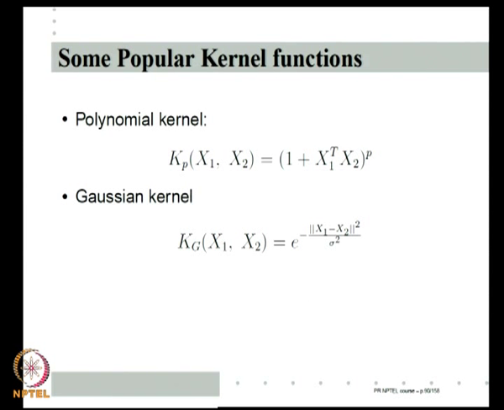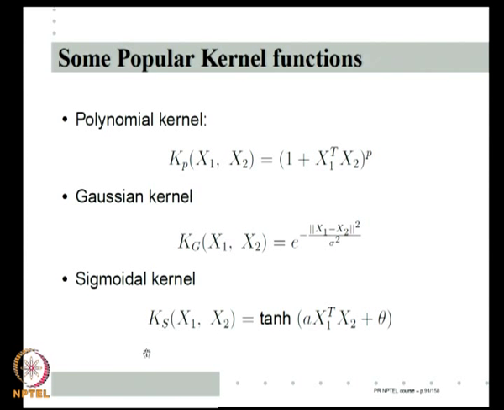Essentially, this can give rise to an effective phi whose range space is infinite dimensional, because as we ultimately saw, it involves this x1 transpose x2 to the power p kind of terms, where p goes all the way up to infinity. Another interesting kernel is what is called a sigmoidal kernel. K(x1, x2) is tanh(a x1 transpose x2 plus theta). Of course, instead of tanh, I can also use sigmoid, that is, I can write this as 1 by 1 plus e power minus (a x1 transpose x2 plus theta).